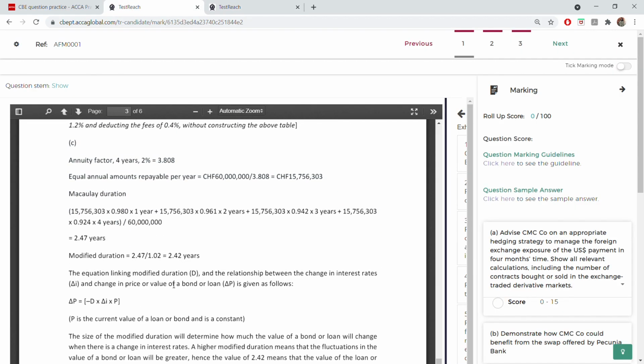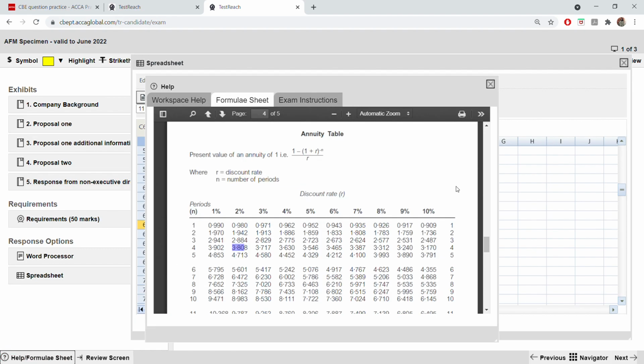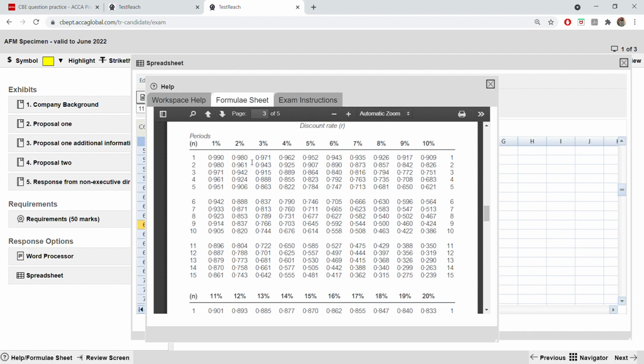Okay, you need the present value for the 4 years. So you have this and you have the present value also, you have to multiply. We'll just keep the present value at 2%, and find the present value at 2% for the 4 years: 0.98, 0.961, 0.942 and 0.924.